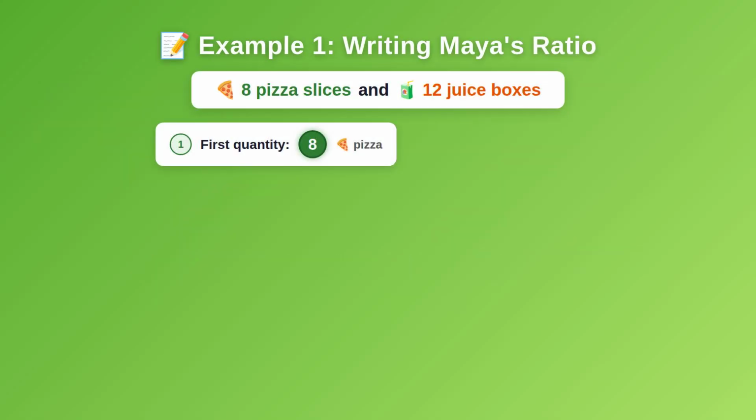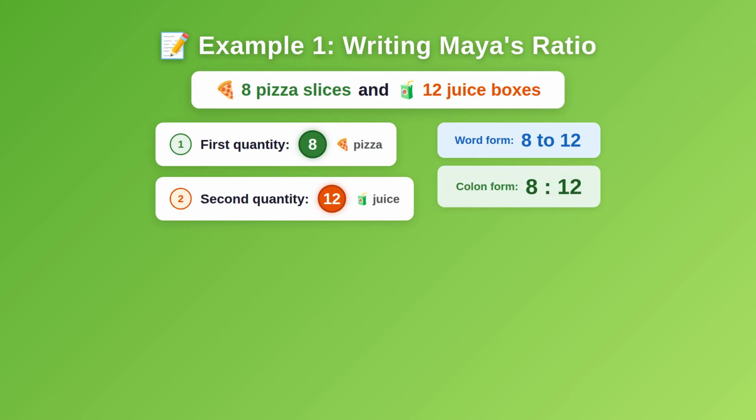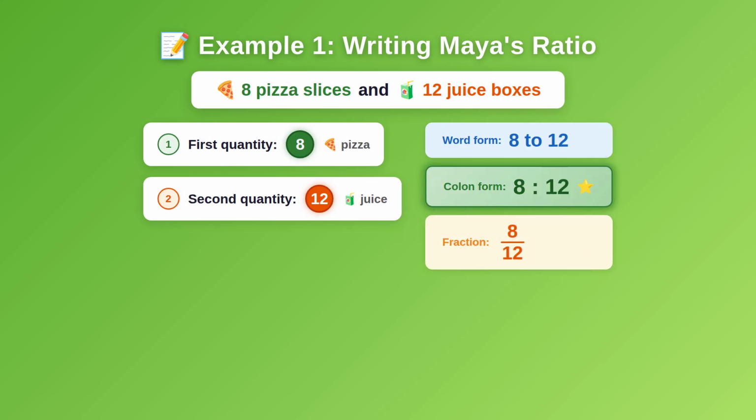All right, let's help Maya write her very first ratio. She has 8 pizza slices and 12 juice boxes. We want the ratio of pizza slices to juice boxes. Step 1, identify the first quantity, pizza slices. That's 8. Step 2, identify the second quantity, juice boxes. That's 12. So our ratio in colon form is 8:12.